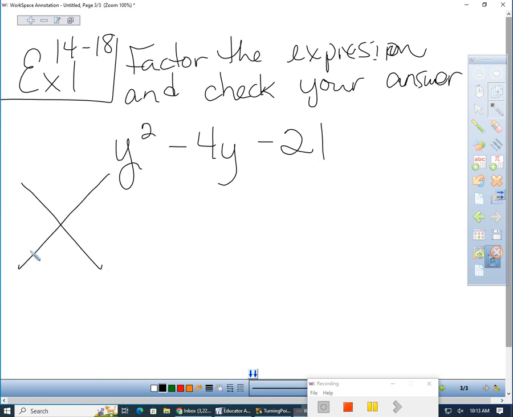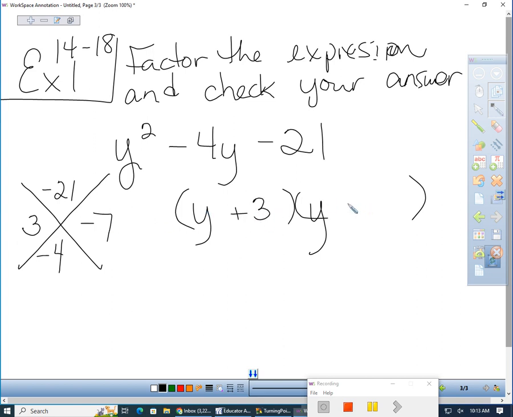Last number times the first is negative 21. That goes on top. Middle number goes on the bottom. What are the sides of my x? Yeah, 3 and negative 7. Or you can put negative 7 and 3. Doesn't matter, right? Okay, now my leading coefficient is a 1, so I can draw my factors. I have y's for both of them. This side of my x is positive 3. This side of my x is a negative 7.